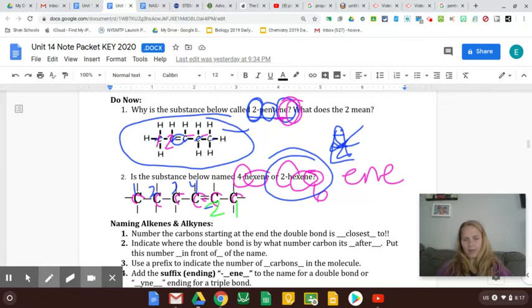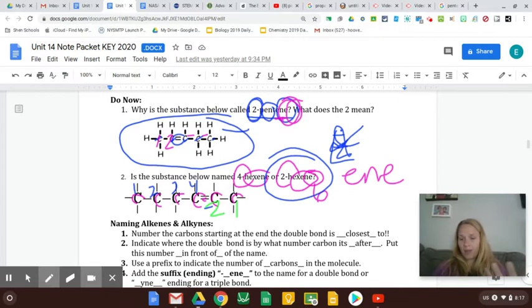So why did I count from that side? Well, the rule is technically you're supposed to count from the side that it's closest to. And that's just because these molecules can flip around like 3D in space. So if I just flip this molecule around, it would go from being 4-hexene to 2-hexene. And I don't want something to have two names just because it flips around. So if I turn around backwards, I'm still Mrs. Hoover, right? I'm not going to have a different name just because I'm turned around backwards.